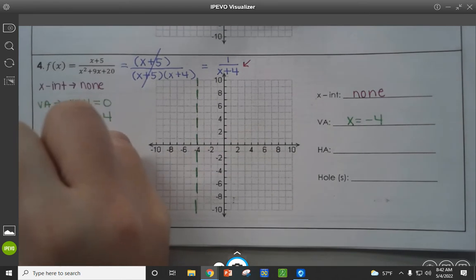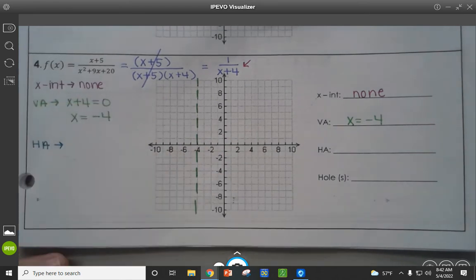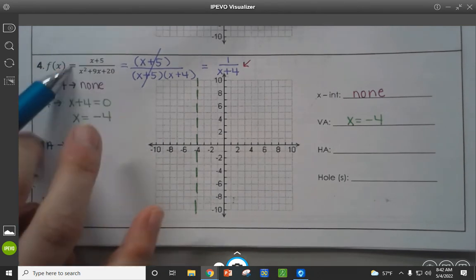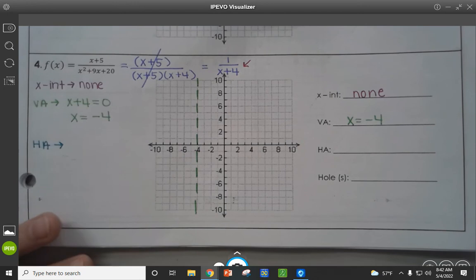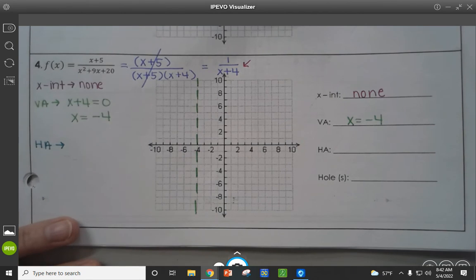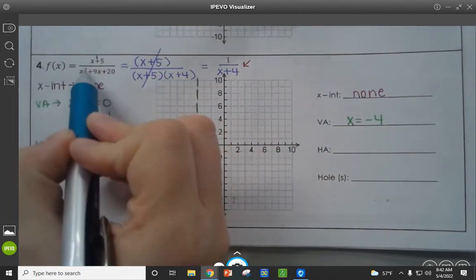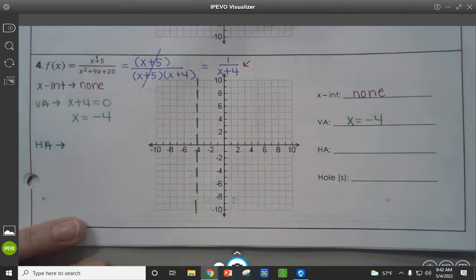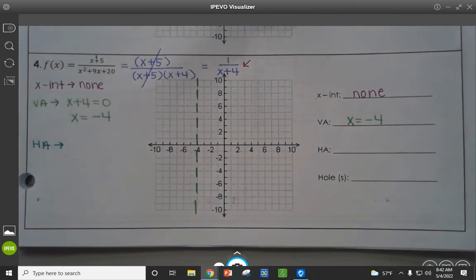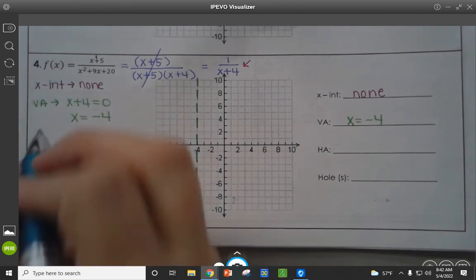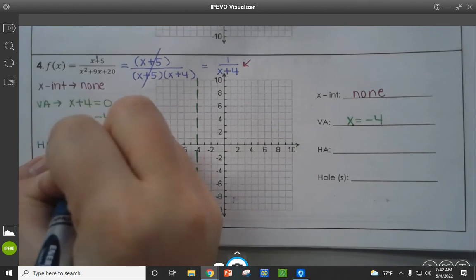Then we look at the horizontal asymptote. This is where we look at the degrees in the original problem. Are the degrees the same? No. This one, the degree is 1 because my largest exponent is 1. In this one, the degree is 2. So the numerator degree is smaller. So when that's the case, it's at y equals 0.